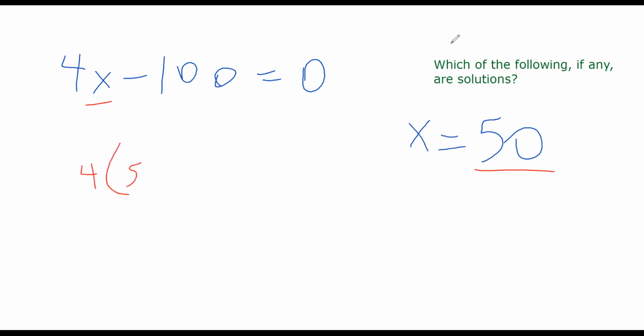4 times 50 minus 100. Now I really shouldn't say it equals 0. What I'm doing is asking, does it equal 0? So I'll just put a little question mark. Well, you can see that won't work. 4 times 5 is 20. So 4 times 50, you just multiply by 10 on top of what you just did, will give you 200.